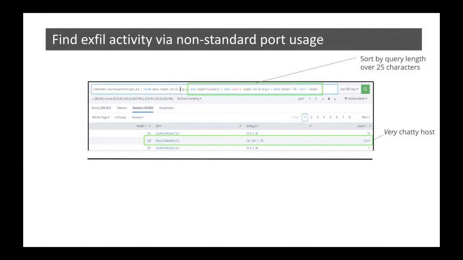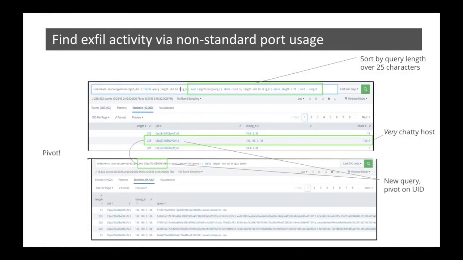Oh my gosh, we're looking at over 13,000 counts of DNS records associated with that IP address. That's a very chatty host right there. So that host is making very, very long DNS queries and making thousands of them. Could be ad tech, but it might be a deeper problem than that. So now we're going to pivot. We're going to take that UID that Zeek generates that tags the connection that you're trying to understand, and we're going to pivot on that UID. And we're going to say, well, I actually want to look at the queries themselves. Please display the queries.